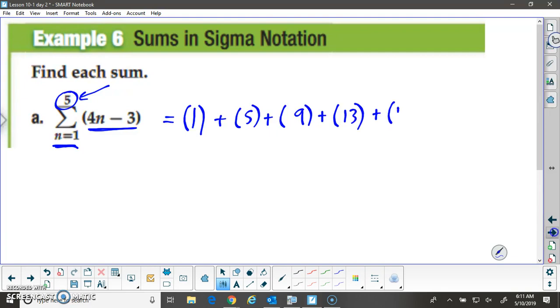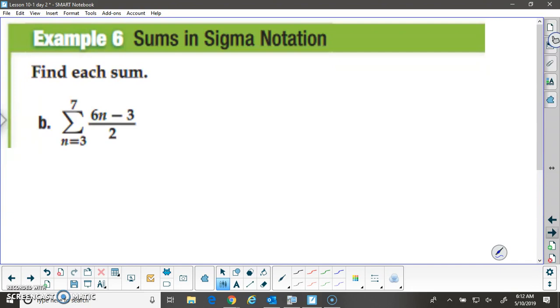We're going to stop right here, because if we put in a 1, we get 1. Put in a 2, we get 5. Put in a 3, we get 9. Put in a 4, we get 13. Put in a 5, we get 17, and then we stop. Now if we add up all these numbers, we get 1, 6, 15, 28, 45. So there's the sum of that sigma notation.